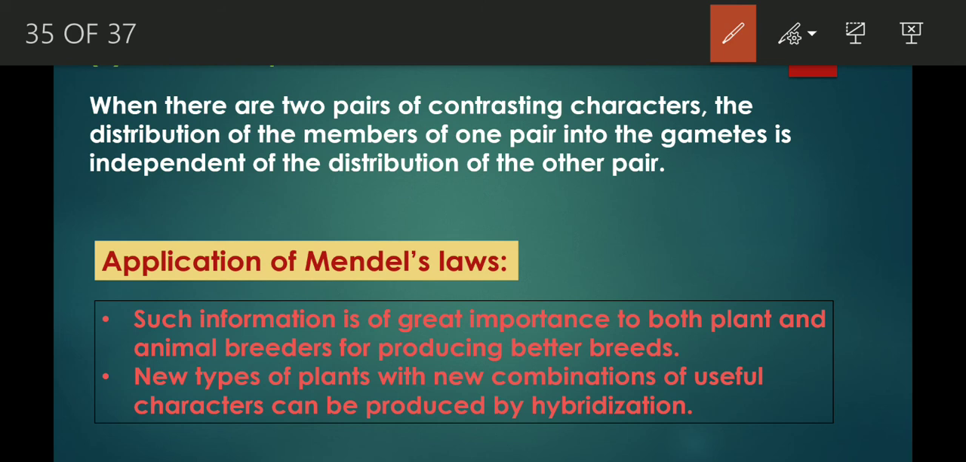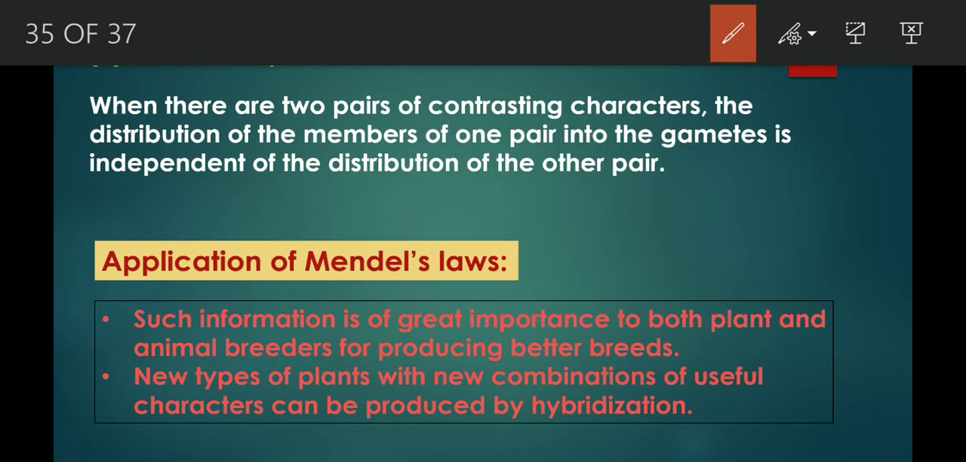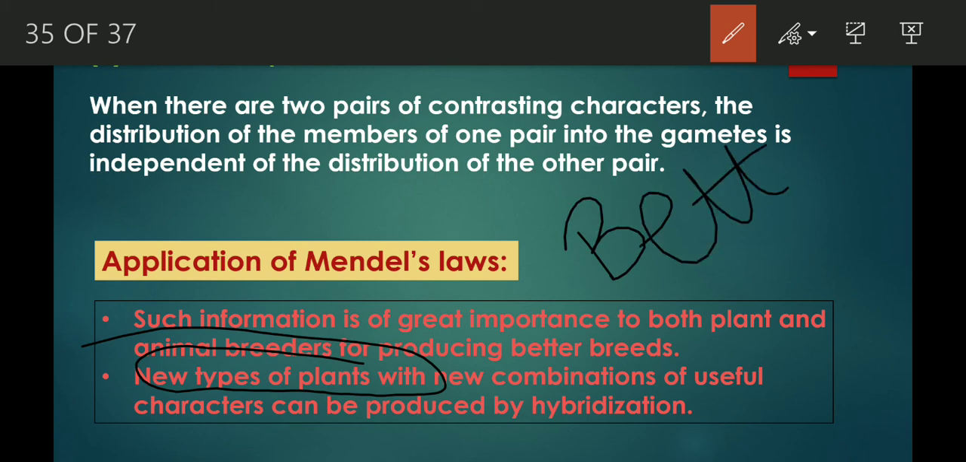Now, what is the application of Mendel's laws? All this important information can be used by both plant and animal breeders for producing better breeds. Not only better breeds, but new types of plants can be formed with very new combinations, and those plants are very much useful. So both better and new breeds will be formed of plants and animals. Clear?